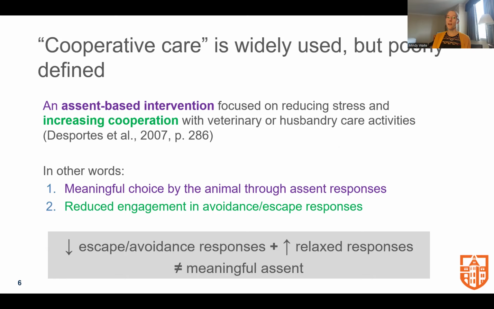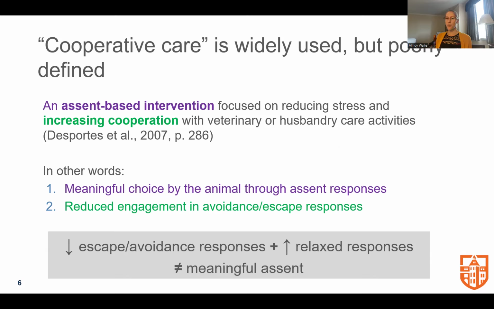And I will say that cooperative care is a term that is widely used in zoos and in the companion animal space. And again, has been in existence for almost 50 years in some form or another, as a concept at least. And yet, we don't have a good definition for what makes a cooperative care protocol cooperative care. Like, how do I know if I'm looking at an animal engaging in a procedure, whether that procedure is indeed cooperative care or not? And so the best definition I could find was from a 2007 paper, which indicated that cooperative care is an assent-based intervention focused on reducing stress and increasing the animal's cooperation with veterinary or husbandry care activities.